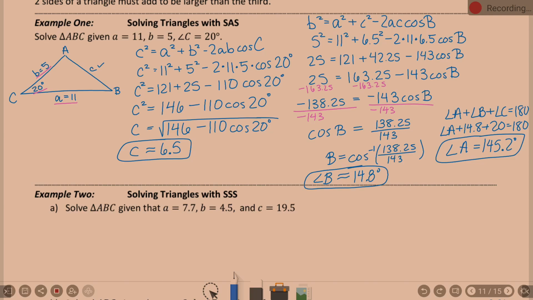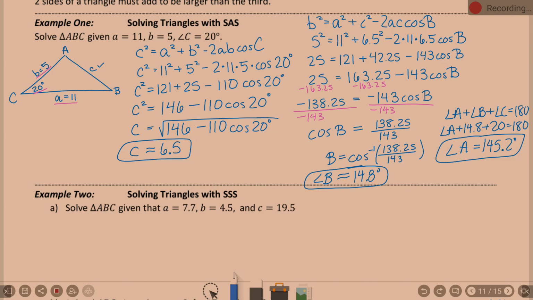We had added 121 and the 42.25 and gotten the 163.25. In an effort to get B by itself, we had subtracted the 163.25 over to the left. And this is probably where, if you didn't give up before now, you had given up by this point. So negative 138.25 equals negative 143 cosine B. Again, to gain B by itself, divide by the negative 143. Now, when I see a negative divided by a negative, I automatically change it to positive. So I have cosine B equals 138.25 over 143.